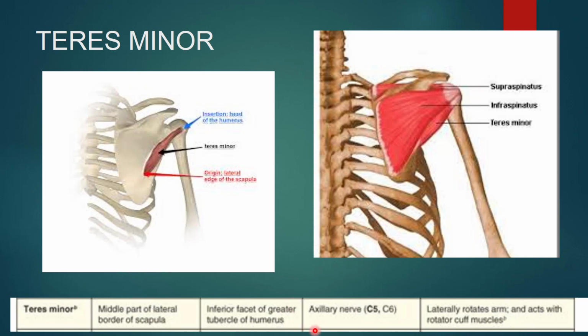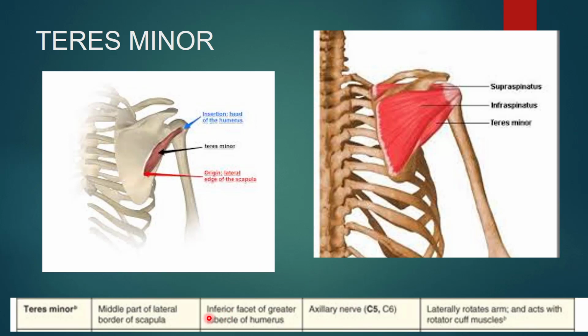Okay, I have told you before also that the axillary nerve is the nerve which is supplying two muscles in the arm. Number one is deltoid and number two is teres minor muscle. It is laterally rotating the arm and acts as a rotator cuff muscle. This action is also very important. It will be asked in your MCQ that teres minor laterally rotates the arm. It is supplied by the axillary nerve.